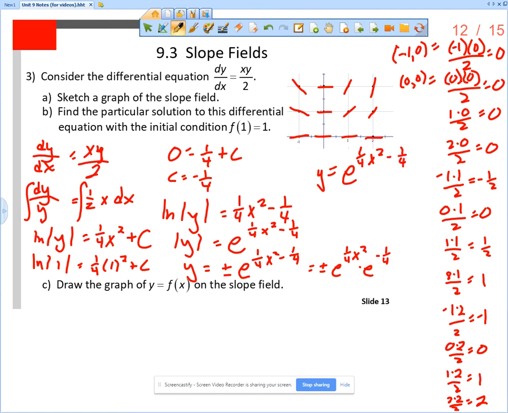And then lastly, it says draw the graph of y equals f of x on the slope field. All right, so draw the graph. Well, first of all, it has to go through 1, 1, so it has to go through here. All right, so now it has a slope of 1 there. But now as it goes up and to the right, it's going to get steeper and steeper and steeper because x and y are multiplied, right? And now as it goes to the left, it's going to get shallower and shallower. It's going to have a 0 right there, and then it's going to become negative, right? And then it's going to go over here, and it's going to get steeper and steeper. So it actually kind of looks like a parabola, even though we know it isn't because it's not a quadratic equation. All right, so that is slope fields.